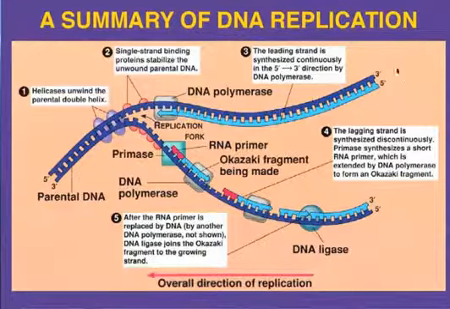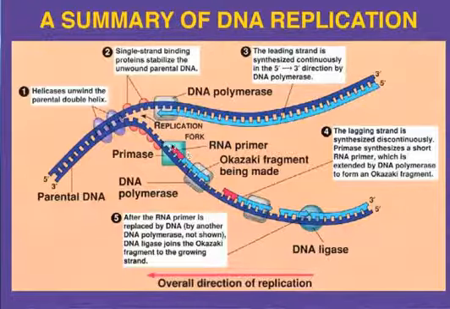Once the RNA primer is laid down, DNA polymerase can just follow the helicase complex, and as the DNA gets unzipped, polymerase follows behind, adding sequential nucleotides in the 5' to 3' direction. And now for the lagging strand, it's a little bit more difficult. As you can see in the picture, the lagging strand is actually added in fragments.